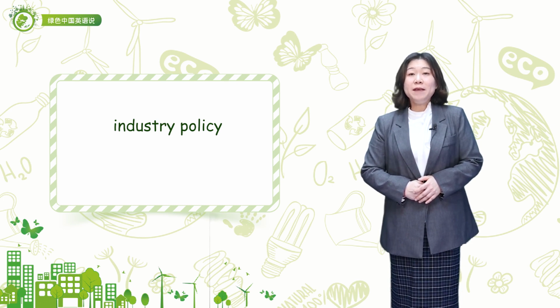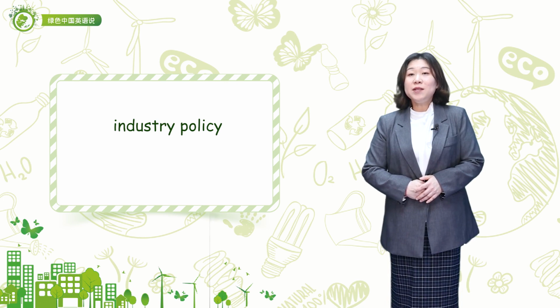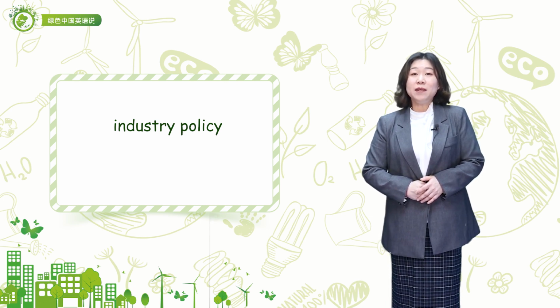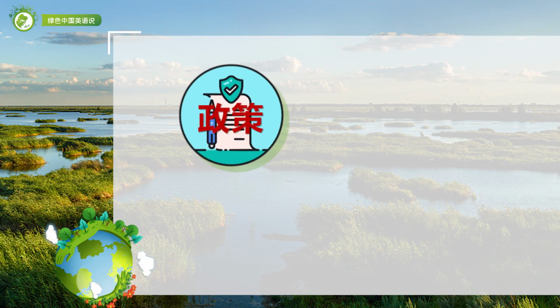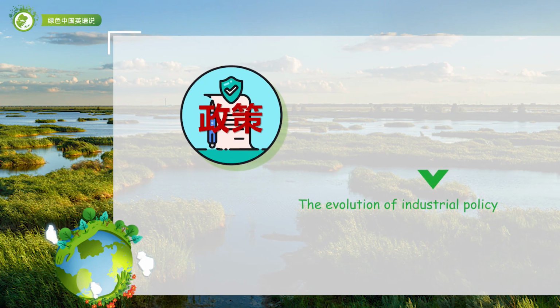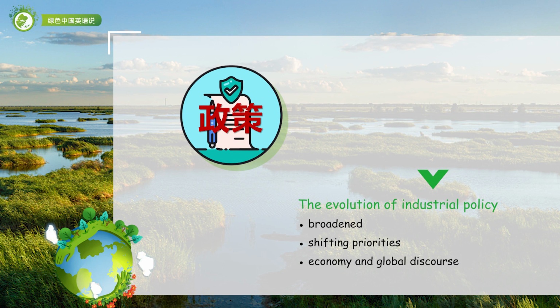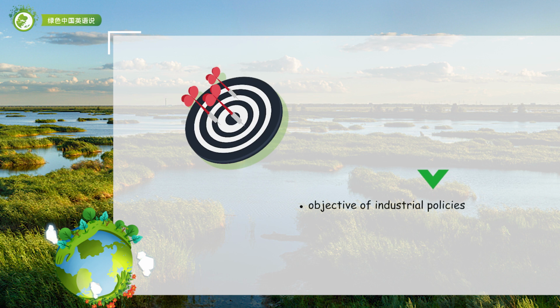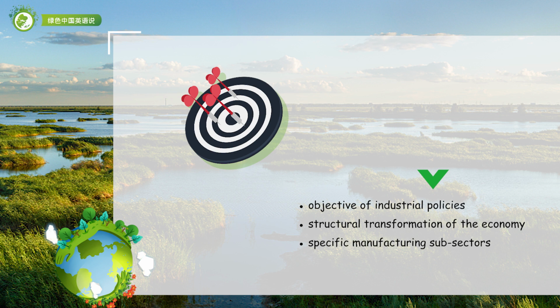Policy within nations, if implemented widely across nations, is the most direct pathway to sustainable industrial development. The definition of what constitutes industrial policy has broadened over time to reflect shifting priorities in the economy and in global discourse. Initially and almost exclusively in the immediate post-Second World War period, the objective of industrial policies was the structural transformation of the economy. These policies focused more narrowly on specific manufacturing subsectors with greater productivity.